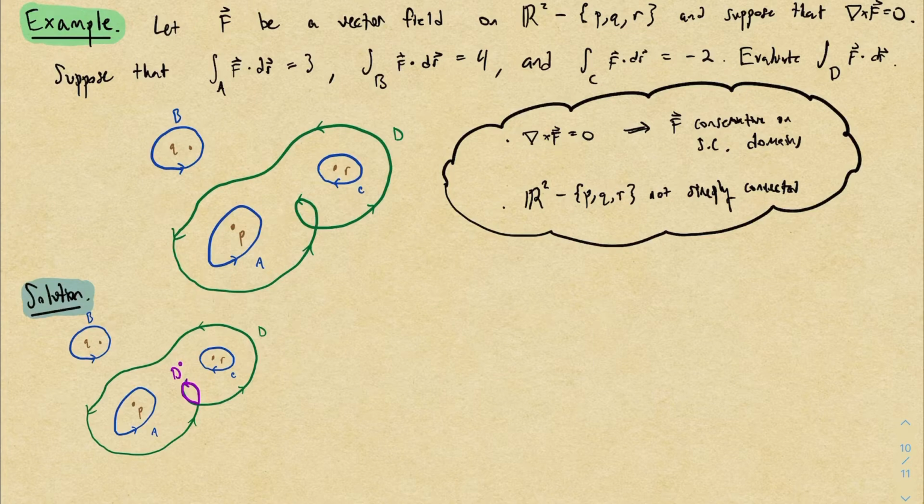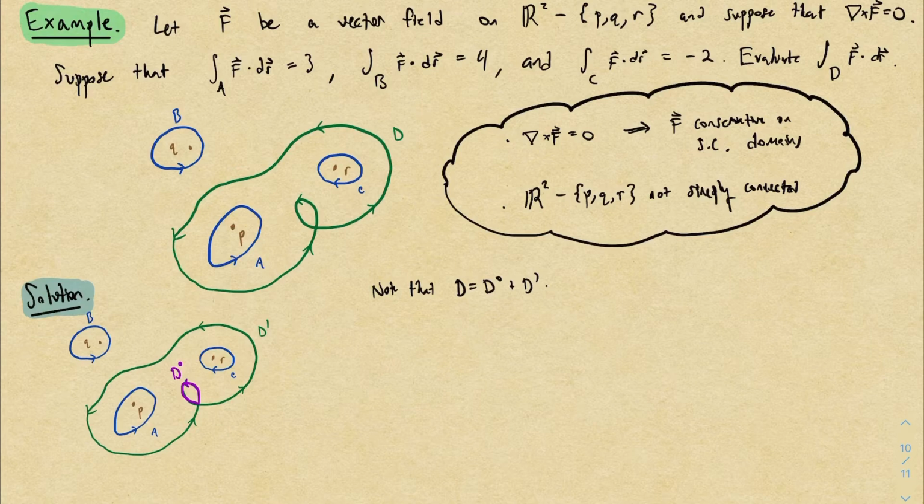Let me call the loop-de-loop D0. I'll color that in purple. And then I'll rename the rest of the green curve, the part without the loop-de-loop, D1. The point here is that D is D0 plus D1. Here's our curve arithmetic coming into play.